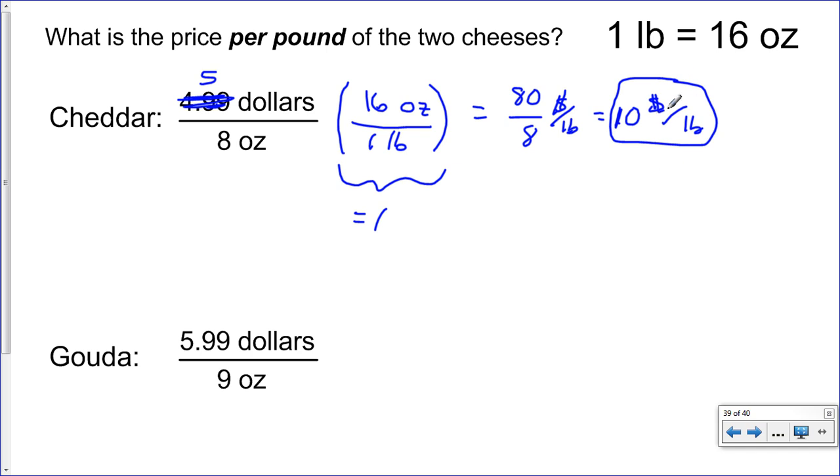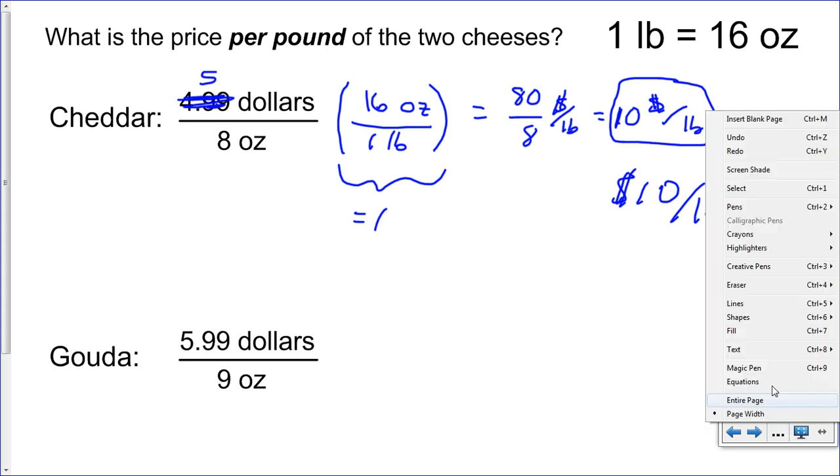And I would accept it if you wrote it this way. Most of the time you'll see it written like this. I despise the unit dollars because the unit comes before the number. It's kind of silly. But $10 per pound, you'll see it written that way usually. I would accept this for sure. Or you can write the word dollars if you want to. Alright, now let's go work on the Gouda.